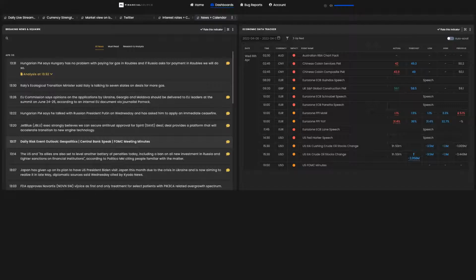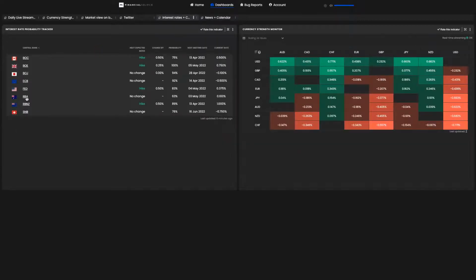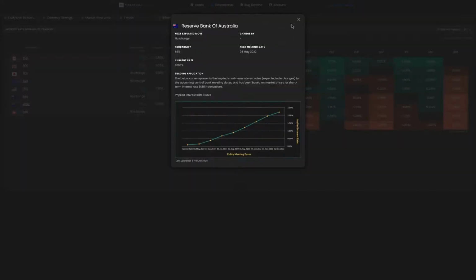Here we go. Let me just show you the interest rates. If you look at the Reserve Bank of Australia, this is from some of my work with financial sources as an analyst. I use some of their excellent resources on a day-to-day basis. You can see there's now a 63% chance of a rate hike for the 3rd of May, according to the short-term interest rate derivative markets.